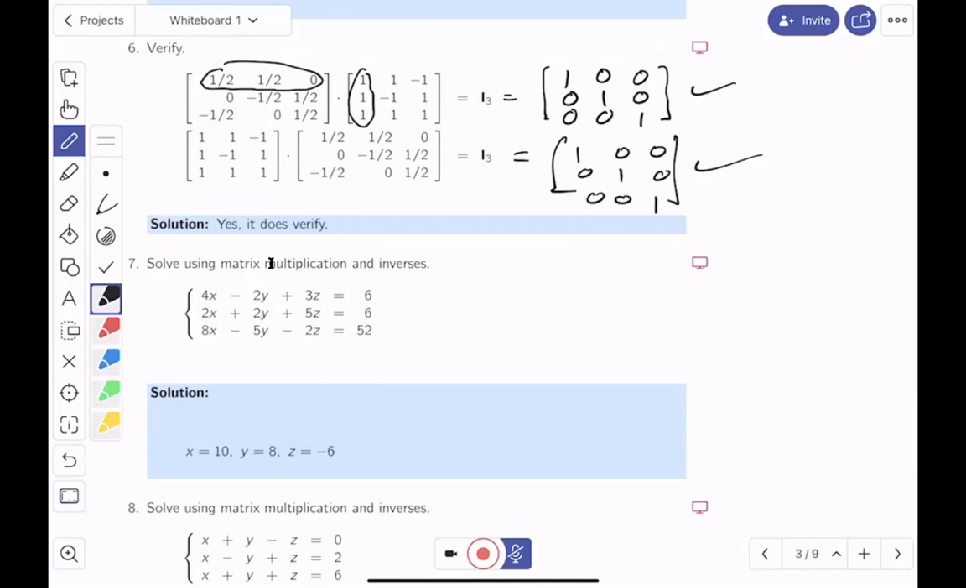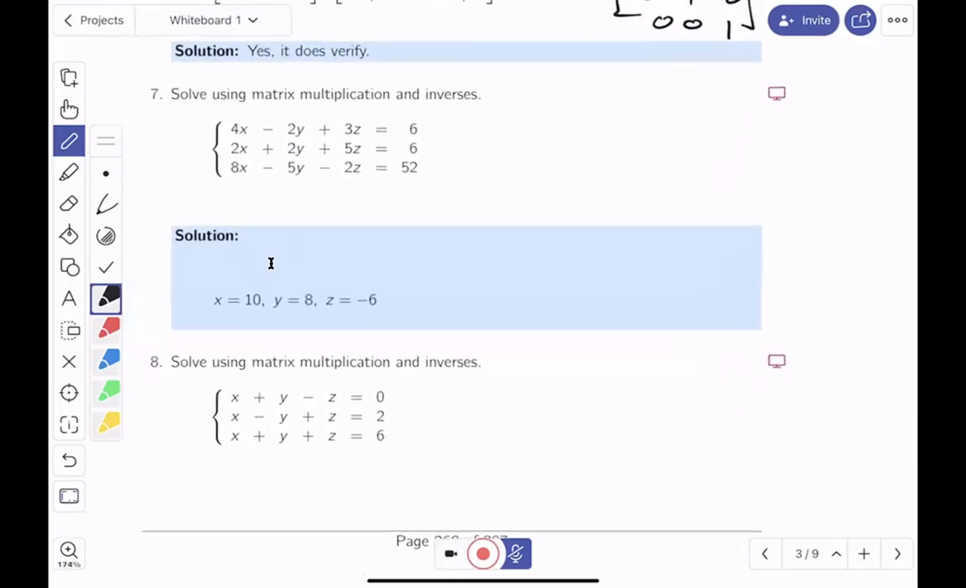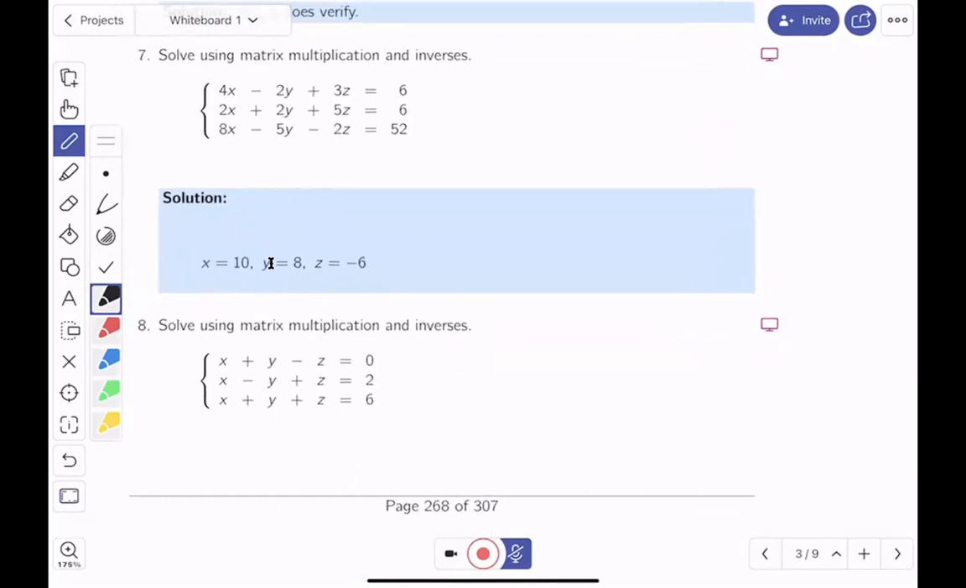All right. So what does this one say? It says use matrix multiplication and inverses to do the problem. Let's go through it. What they want you to do is write this down as a problem that is going to require the use of inverses. So I want to write down what the matrix equation looks like.